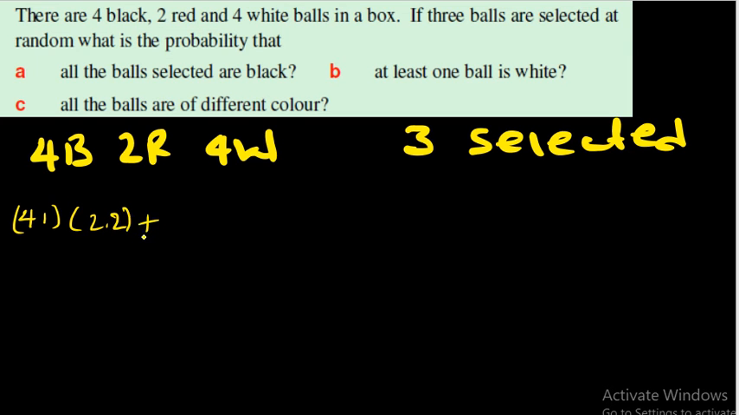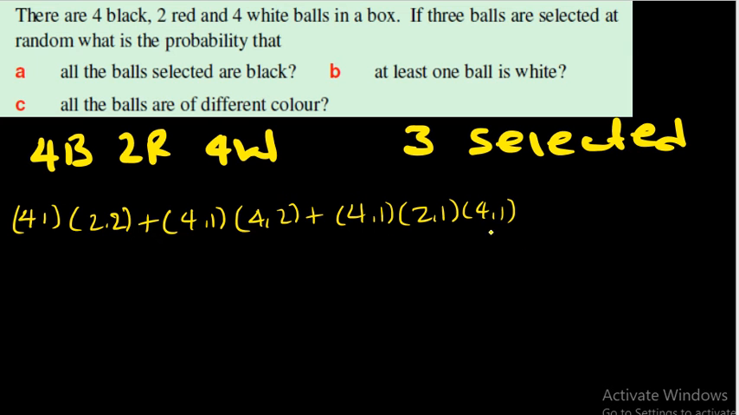This is one case, plus again one white and the other 2 can be black. That is 4 combination 2. Still one white, the other 2 can be one red and one black. That means 2 combination 1 and 4 combination 1. Plus I will continue. This is all for one white.